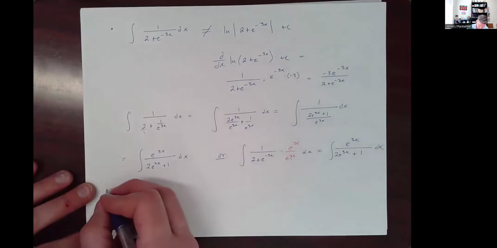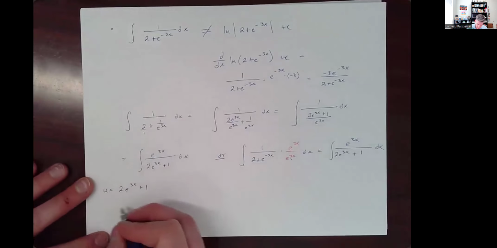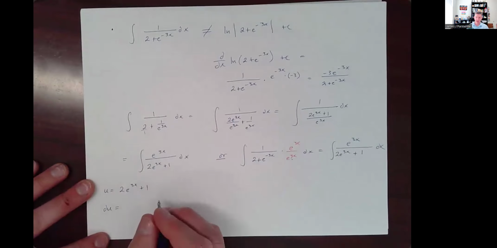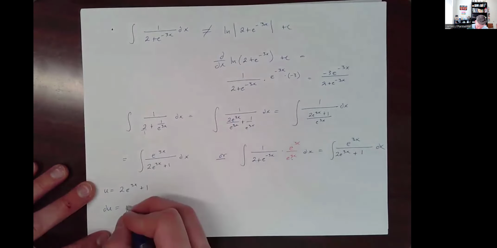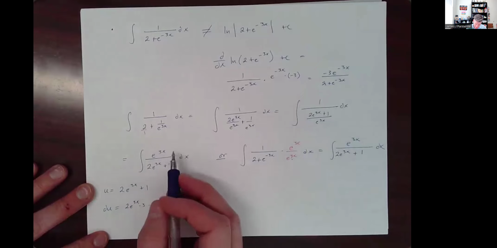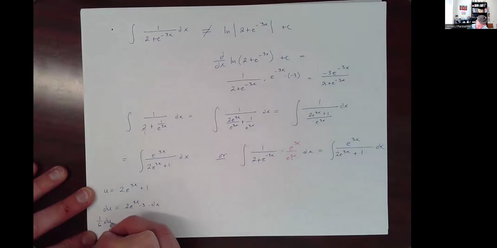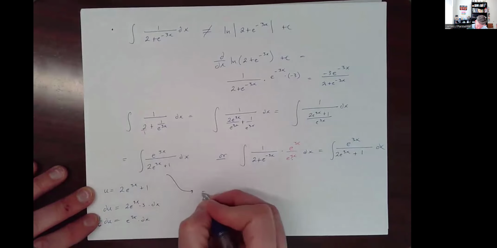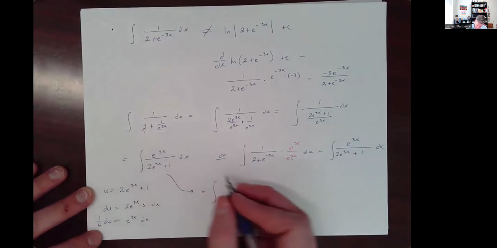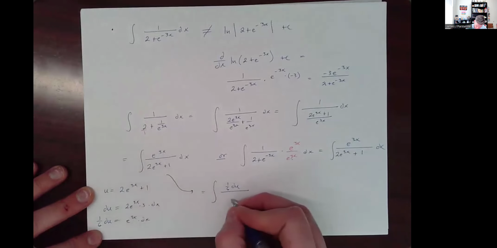So we're going to let u equal the denominator, 2e to the 3x plus 1, and then the derivative du, sorry, I shouldn't say du is equal to the derivative, which is 2e to the 3x times 3 times dx. I have an e to the 3x dx, so I'm going to rewrite this as, I'm going to divide both sides by 6. So 1/6 du is equal to e to the 3x dx. So then rewriting this is going to be equal to the e to the 3x dx is my 1/6 du divided by my denominator, which is now just u.